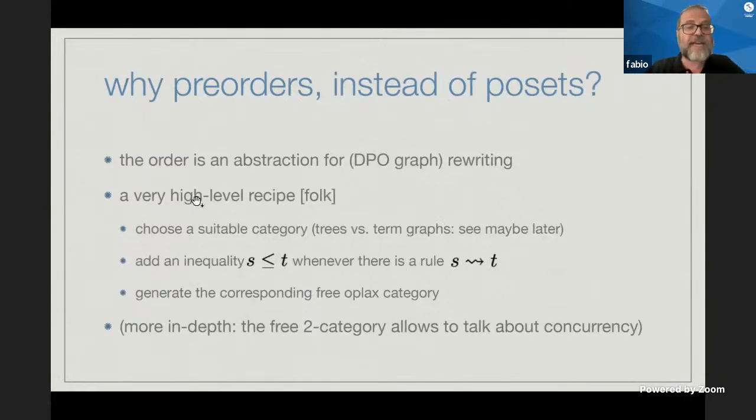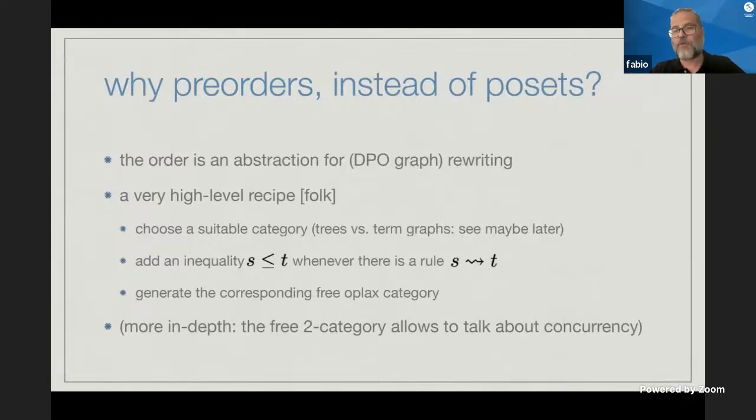So we have this very high-level recipe, which is also considered folklore. Choose a suitable category: trees, graphs, whatever you like. Whenever you have a rule moving from term S to term T, then you add an inequality like this, S less or equal than T, and then you generate the free Oplax category. And the preorder gives you the rewriting relation between the elements.